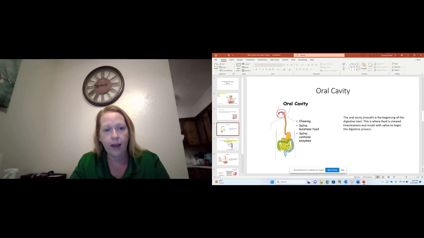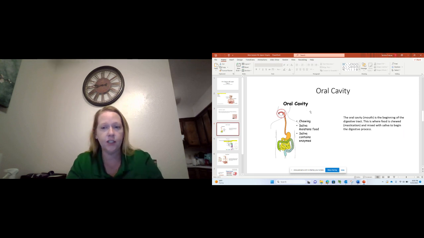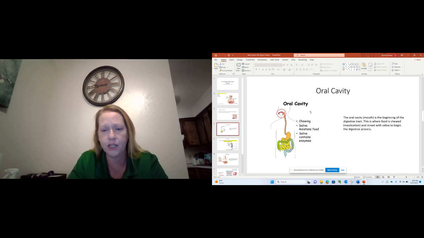So the oral cavity is the beginning of the digestive tract. This is where food is chewed and mixed with saliva to begin the digestive process. Now, mastication is the word for actively chewing. Chewing mushes up the food, the saliva moistens the food, and the saliva contains the enzymes which make their way down to the stomach.